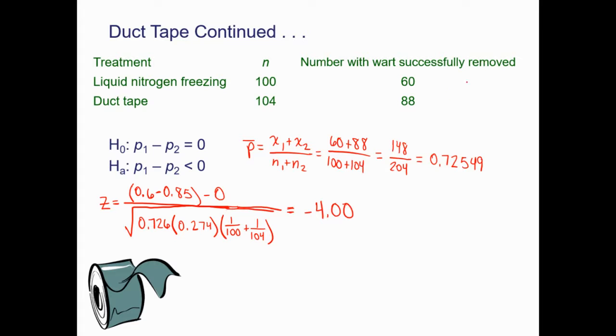Okay, let's remind ourselves of the hypotheses. Well, let's remind ourselves of the signs. For H naught, we said greater than or equal to. HA was less than. So this is a what kind of test? Left-tailed. So for the p-value, we need to find the probability that Z is less than -4.